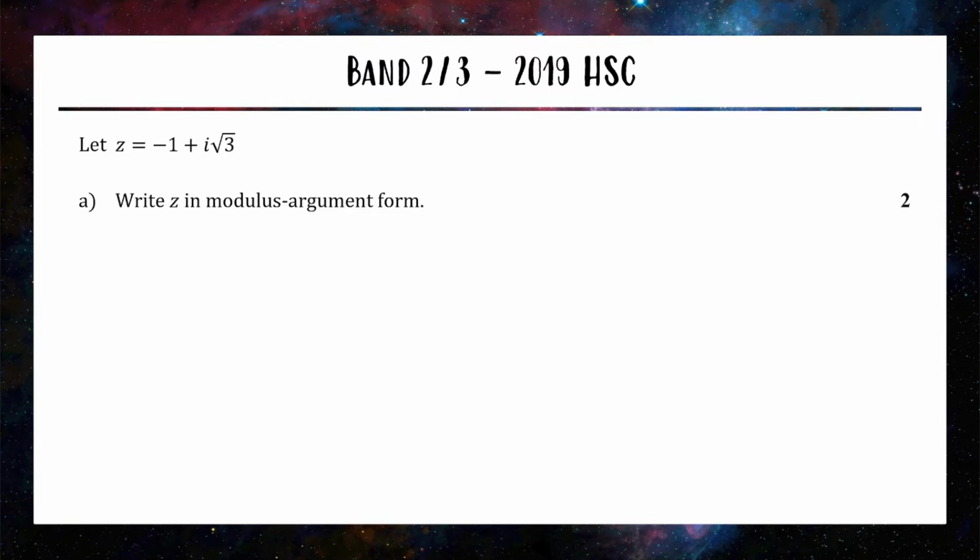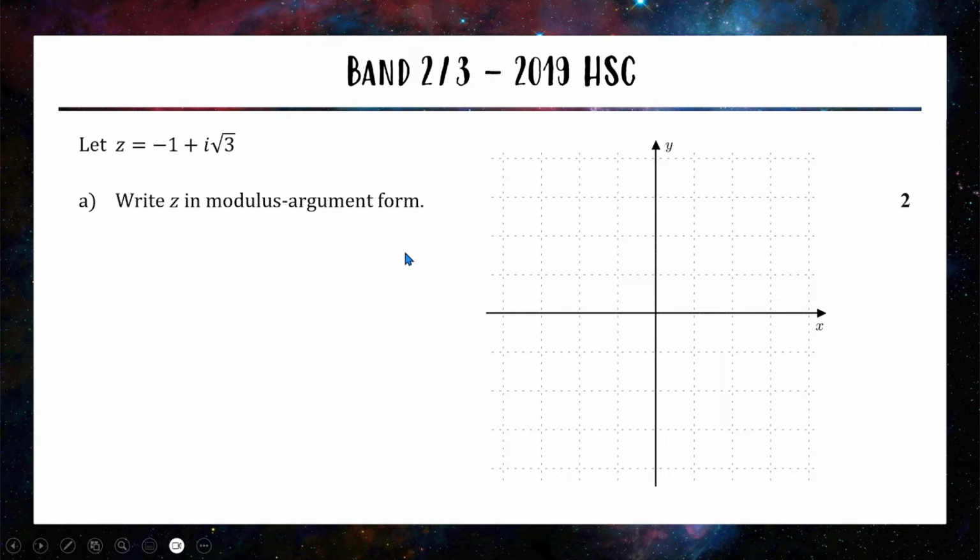You can just chuck this into the calculator if you're feeling really lazy, but if you're not feeling lazy, you're going to draw yourself a little diagram. An Argand diagram to be exact, that looks like this. We've got minus 1 in the real part, and the imaginary part is i√3, so root 3 up here. Makes us a little triangle.